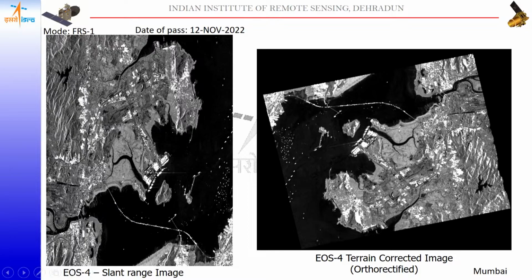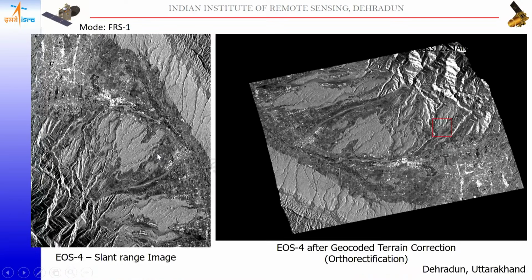This is the normal slant range image, and after doing the geocoded terrain correction, you can see how the image looks. You can see there are some small mountains in the Mumbai region. Some geometrical corrections have happened, and these are all the mountain areas.